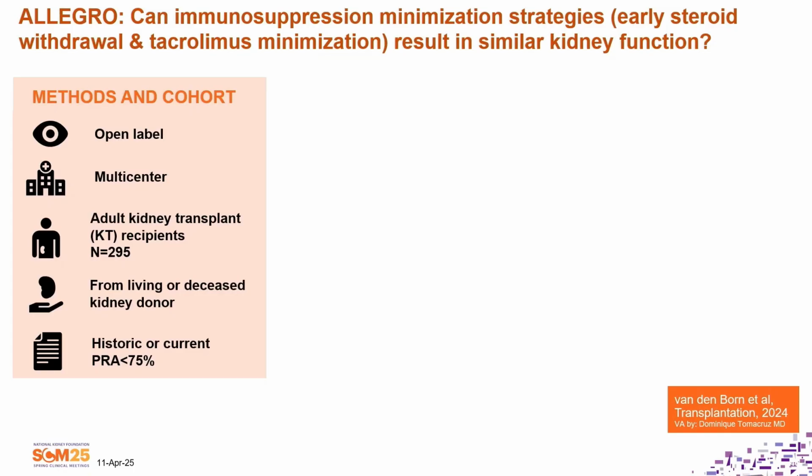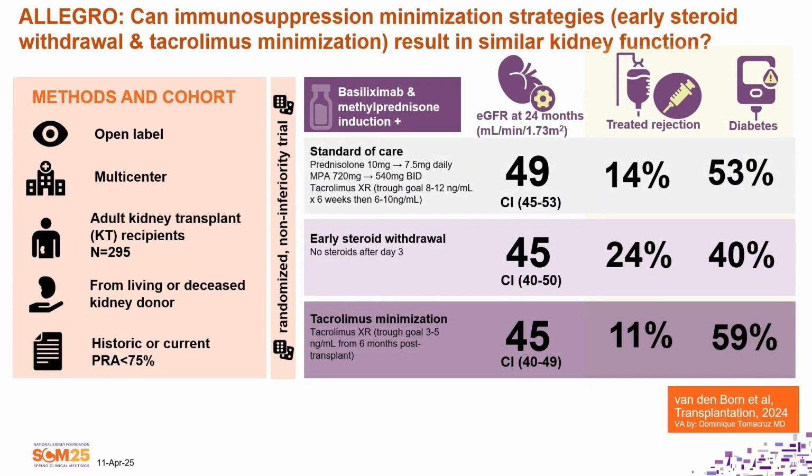This was done in the Netherlands in 3 centers, and enrolled 295 patients from living or deceased kidney donors with low to medium immunologic risk. They were randomized. This was a non-inferiority trial. So the different induction regimens were, well, they were all induced with basiliximab and steroids.